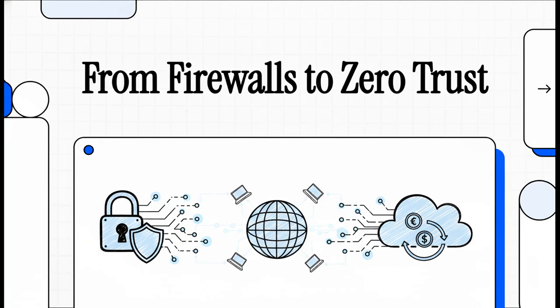Welcome to The Explainer. Today, we're going on a journey to understand how we protect our data in this vast, interconnected world of the internet. We're going to trace the evolution of digital security, all the way from the simple firewalls of the past to the really complex zero-trust model that protects us today.